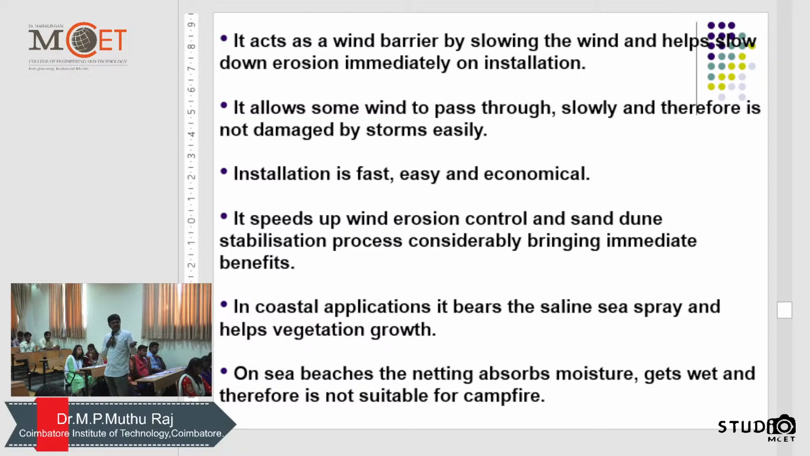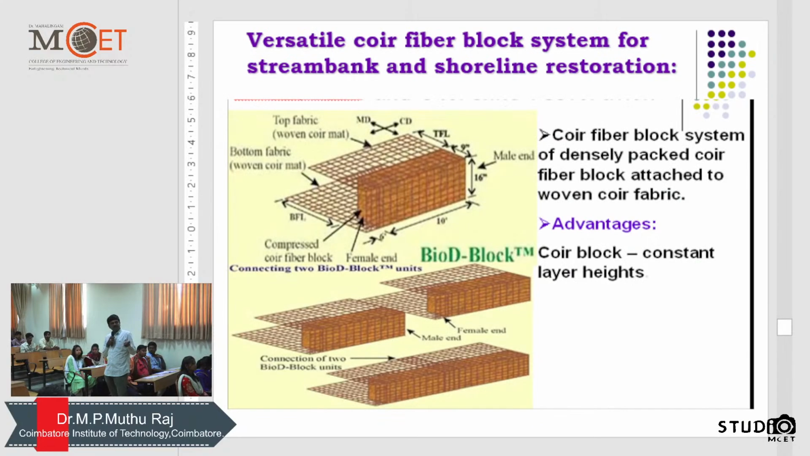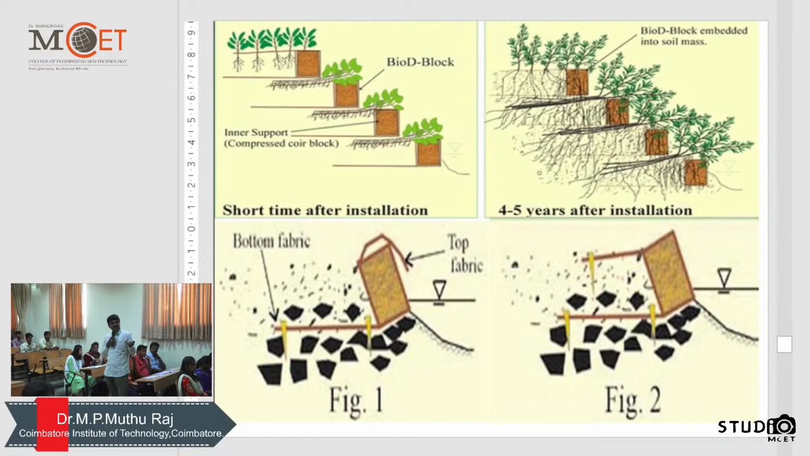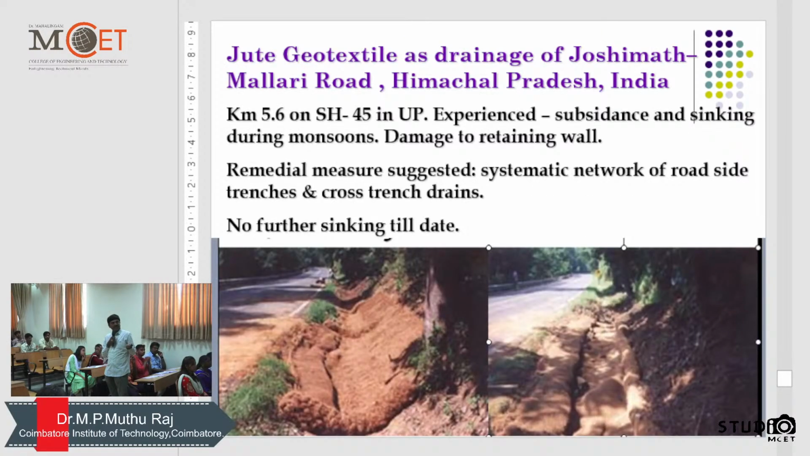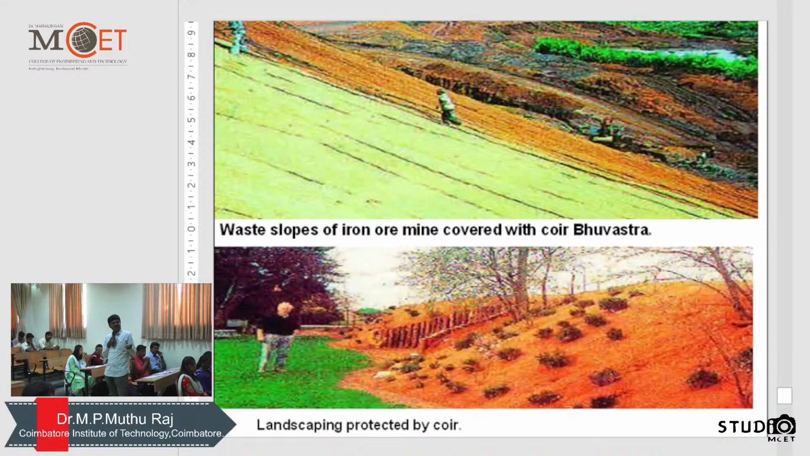That is wind barrier, then the coastal application, beaches, and all these places that you can apply. And the coir fiber logs also that you can manufacture. So you can see that you can go for the short time or 4 to 5 years of installation, anything that you can do. One of the simple case studies that has been done in NH17, those pictures you can see now. Whatever the sinking part is there, that has been renewed.